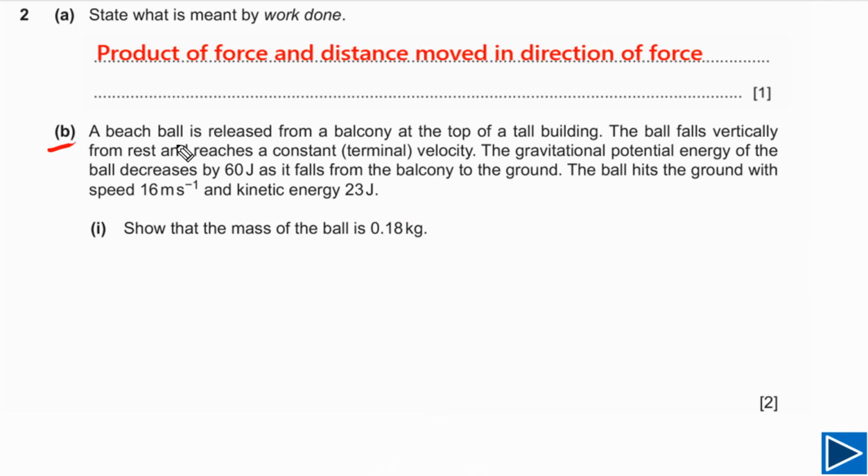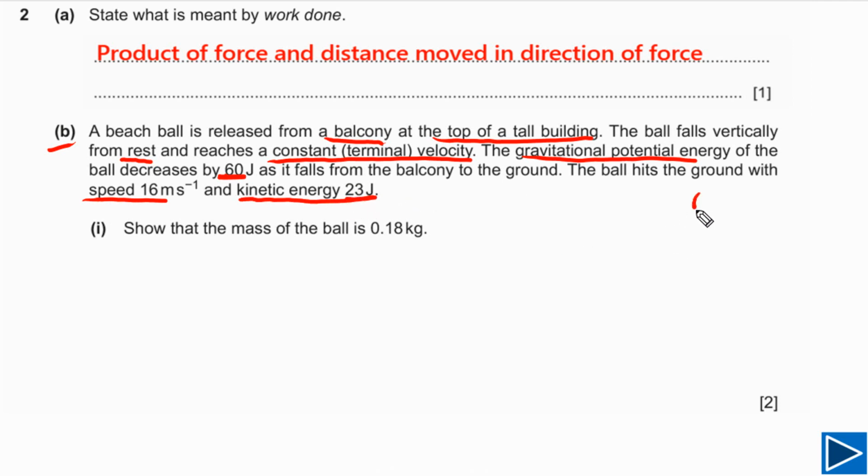For part B, it is given to us that a ball is released from a balcony at the top of a tall building and the ball falls vertically from rest. This means the initial velocity of the ball is equal to 0 and finally the ball reaches a terminal velocity. The change in gravitational potential energy is given. This is equal to 60 joules, and the ball hits the ground and the kinetic energy of the ball when it hits the ground is 23 joules.